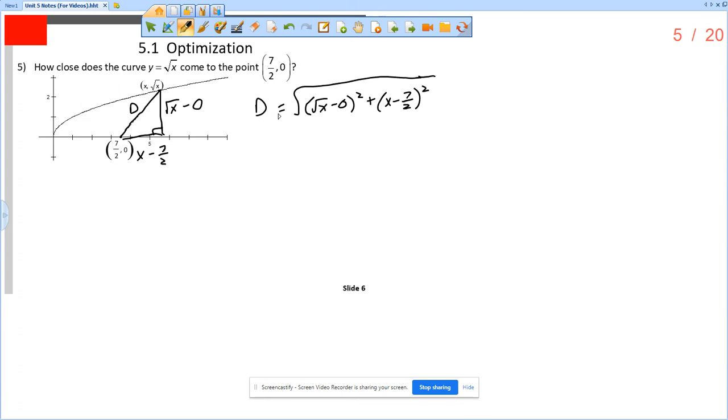But it's a little bit easier, right? Let's say that I square both sides. So I get that, and I get the square root of x squared, which is obviously just going to be x. And then I have x minus 7 halves squared.